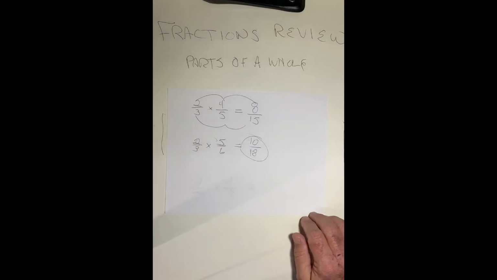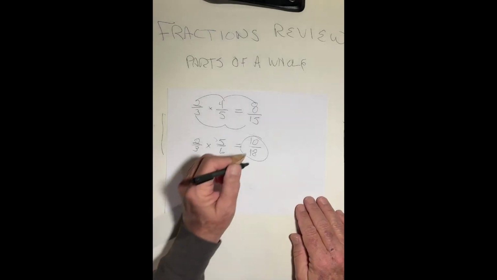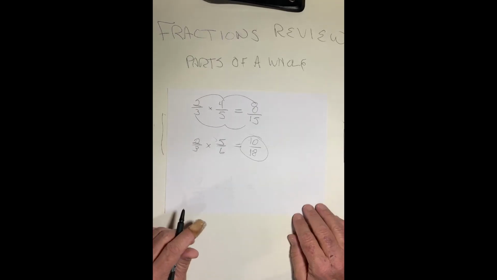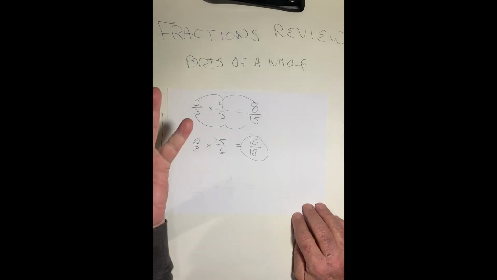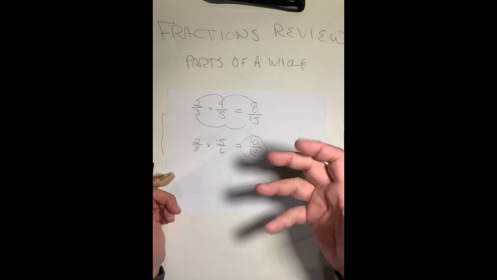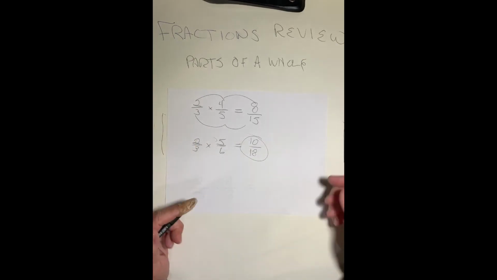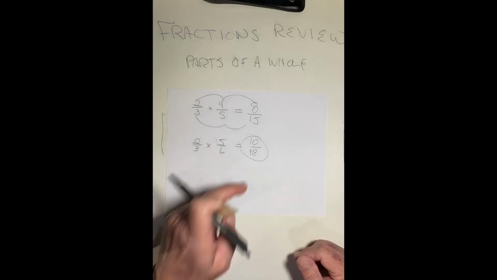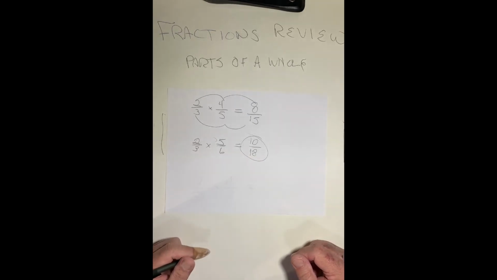But here's what I want you to recognize. This 10/18 is the correct answer. Just because I don't reduce it doesn't change it. It's kind of like I've got 4 quarters in one hand and $1 in the other. That's a convention. I'm going to change all my quarters to dollars. Here I'm going to reduce all of my fractions, but understand this is the correct answer.